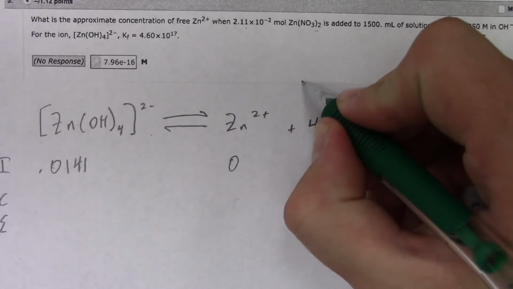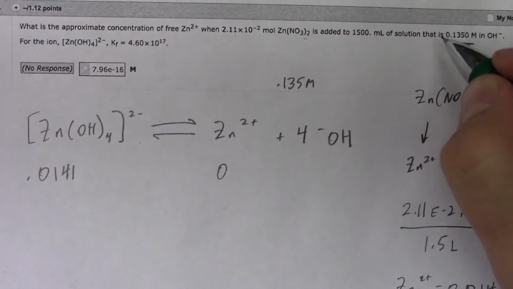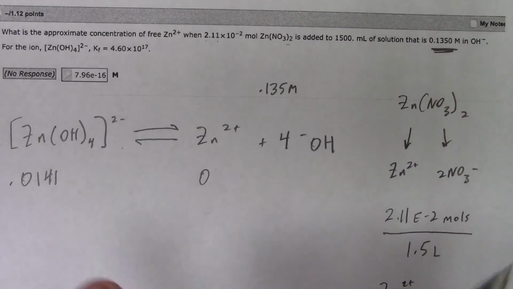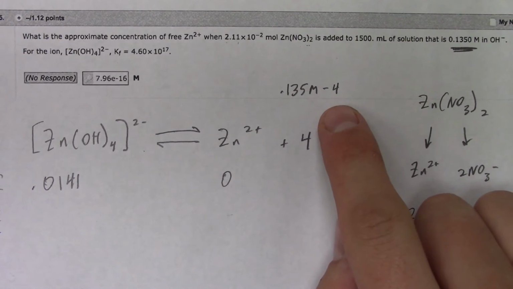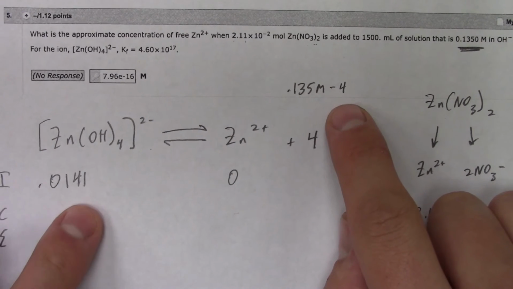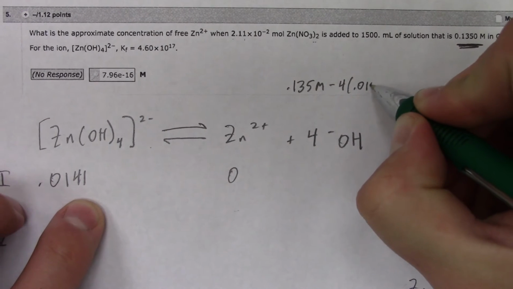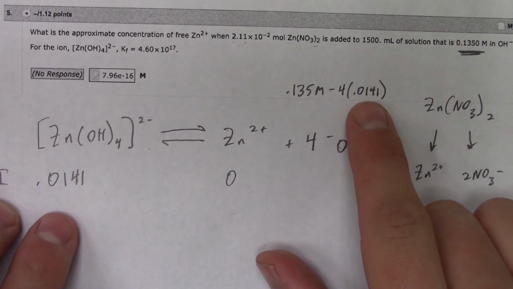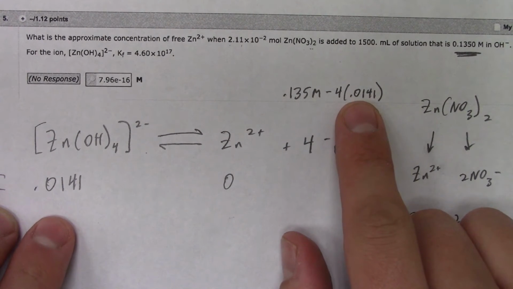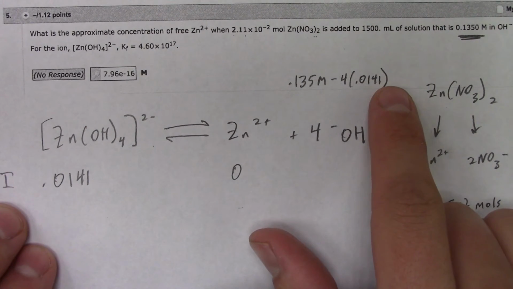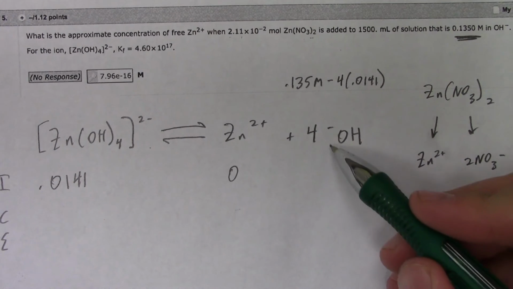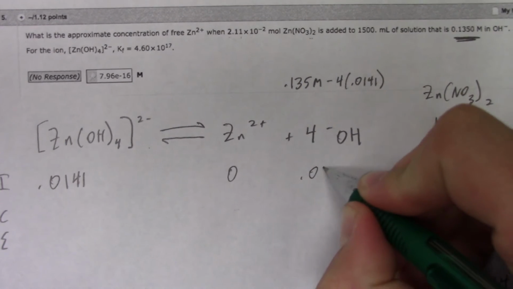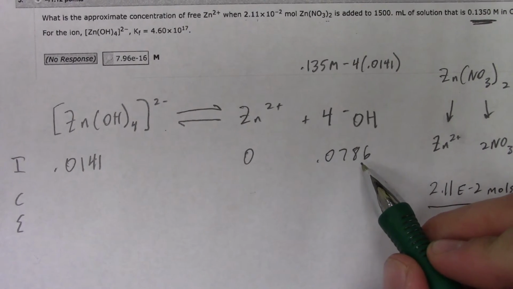Let's get more specific. We have 0.135 molar hydroxide initially, and how much was required to form the complex ion? Well, that is 4 hydroxides for every 1 complex ion formed. And how much of the complex ion was formed? 0.0141. So once again, the original concentration must be subtracted by this amount to compensate for the hydroxide required to form this complex ion. So this amount of hydroxide initially is now 0.0786. This is the change that the teachers want you to see.